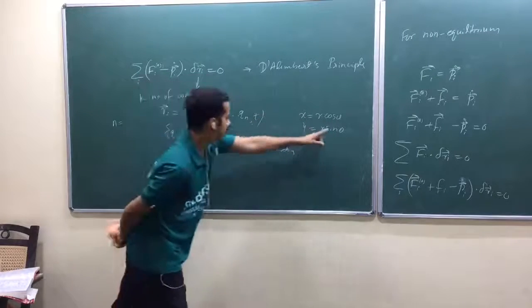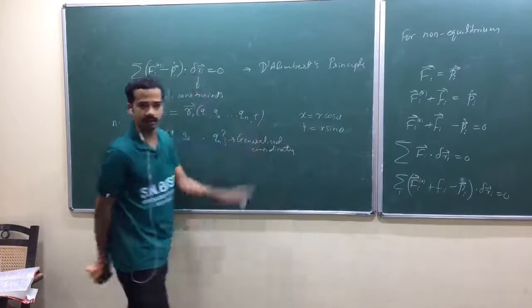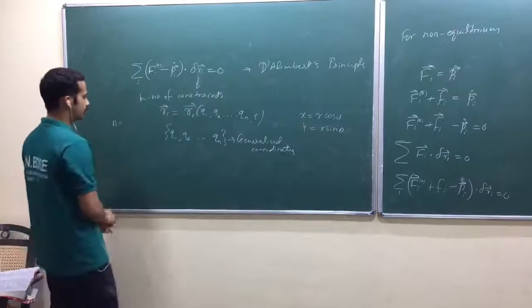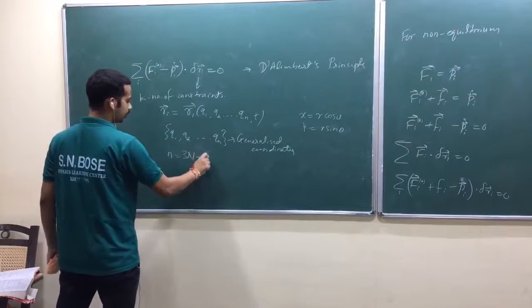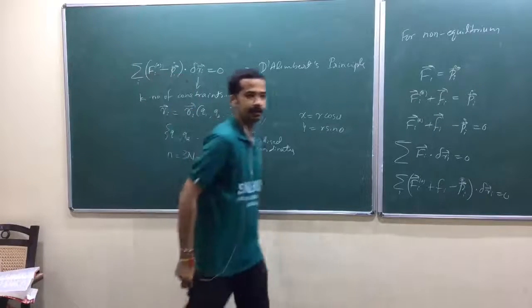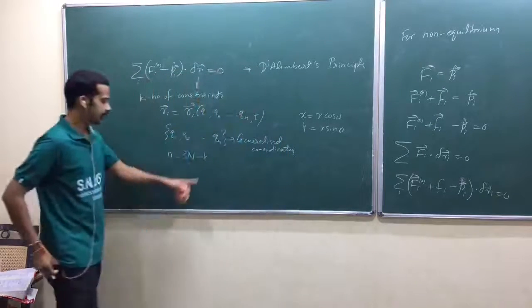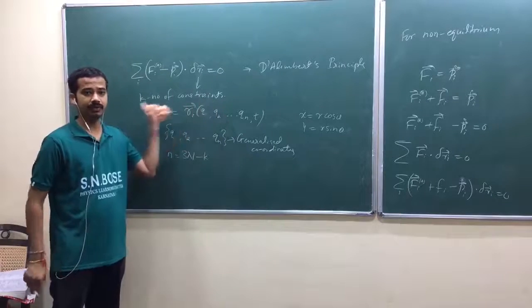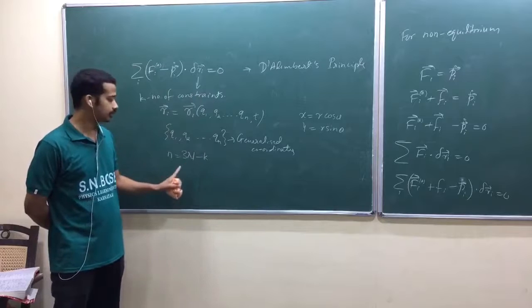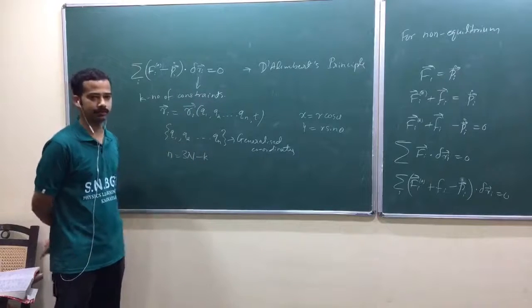Usually our transformation equation will not contain time, okay? Very rare case. So now n is equal to, what is that n? n is equal to 3n minus k, am I right? K independent constraints, and there will be k constraint equations. K number of holonomic constraints, okay? That I haven't mentioned here. K number of holonomic constraints will reduce the number of coordinates required.